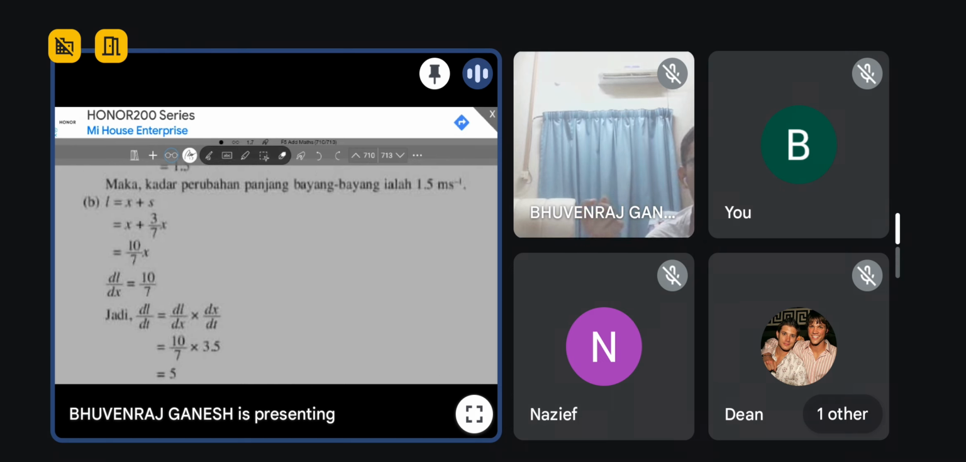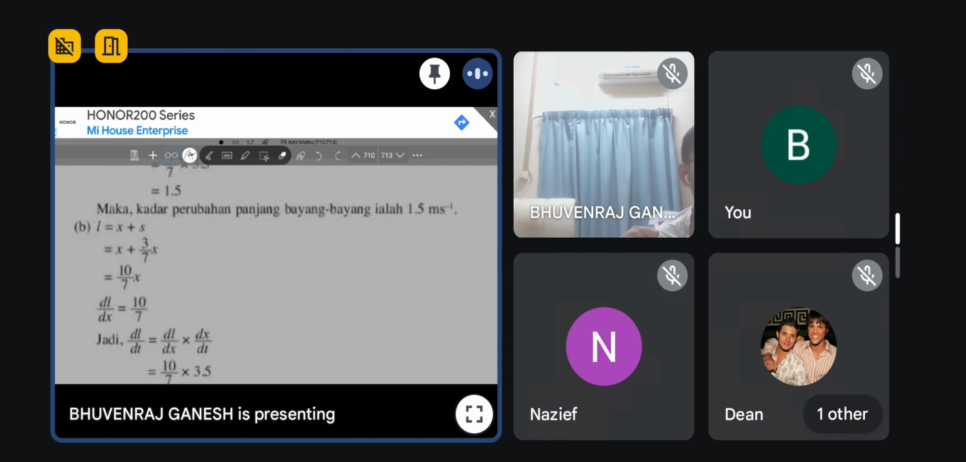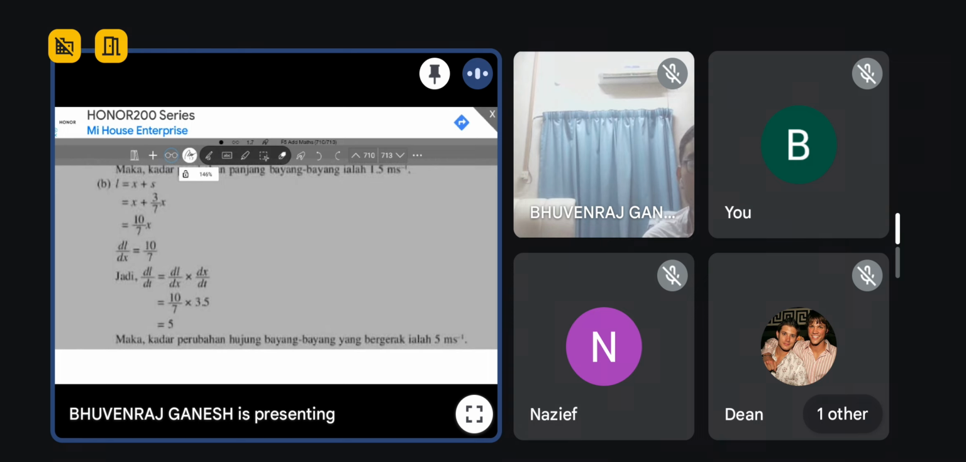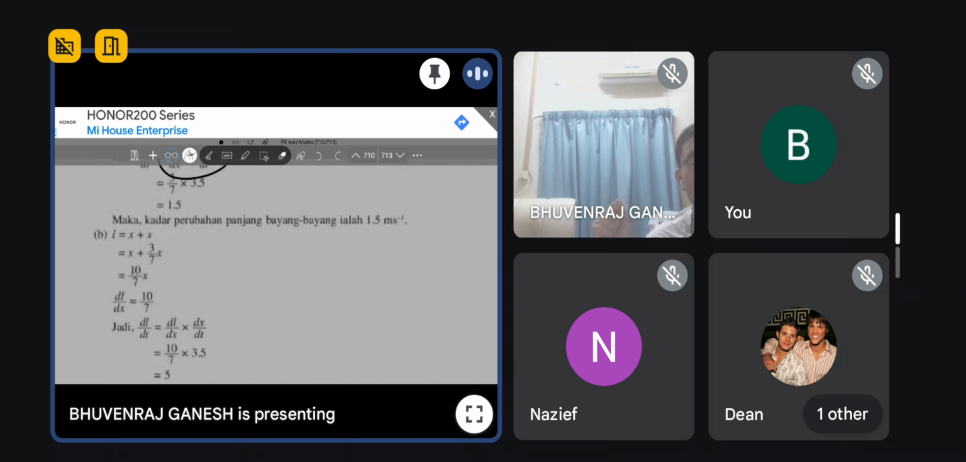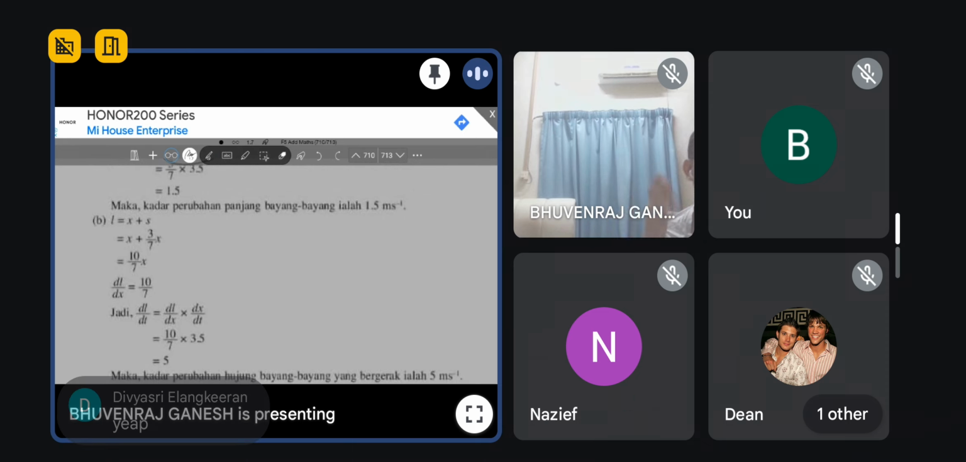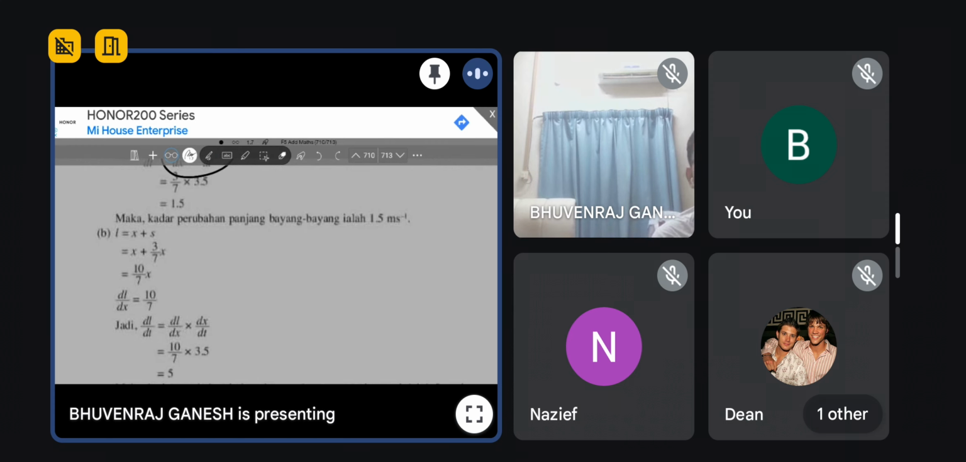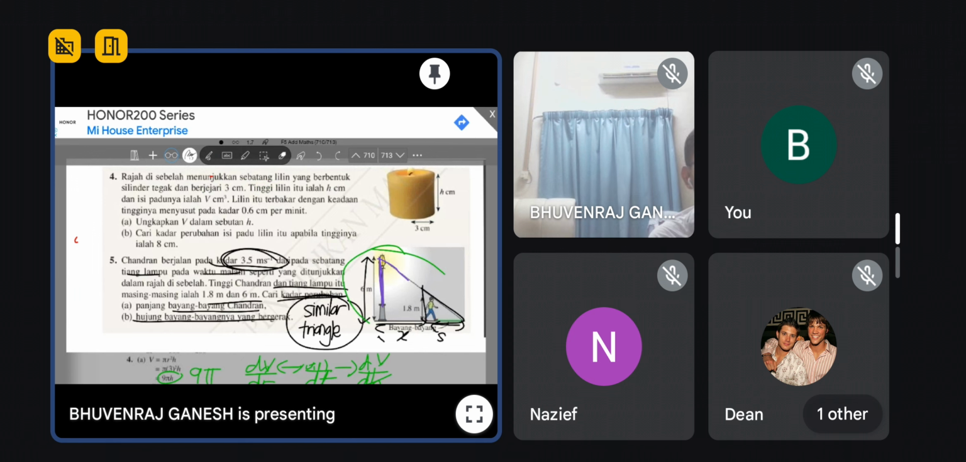I think part B is much easier to understand if you get your part A answer. Guys, can you get this question? Just make sure your labeling is clear. Then you can understand what your L represents, what X represents, what your S represents, so that you don't get confused. So yeah, this is the question.